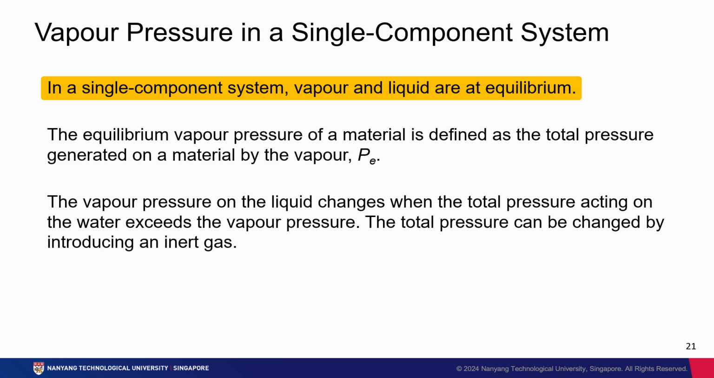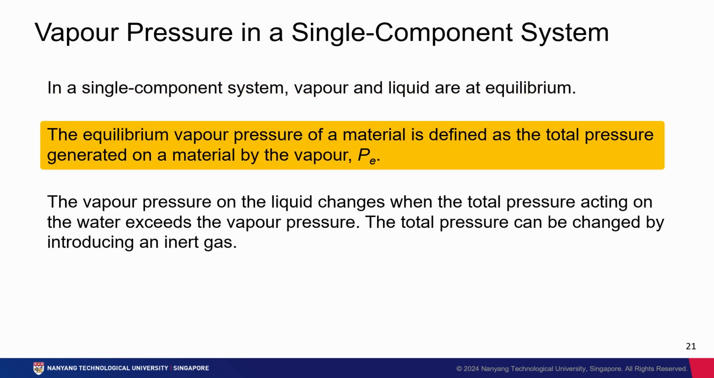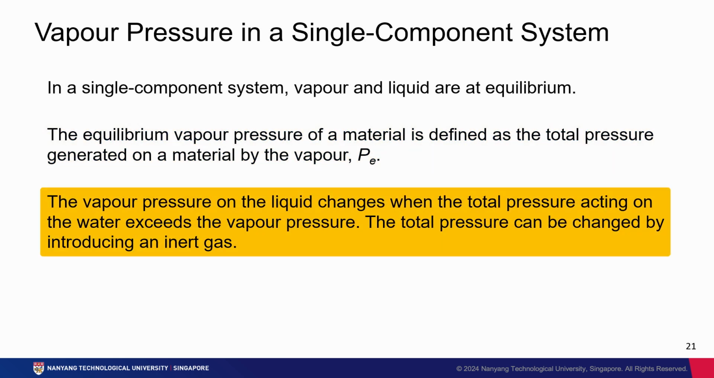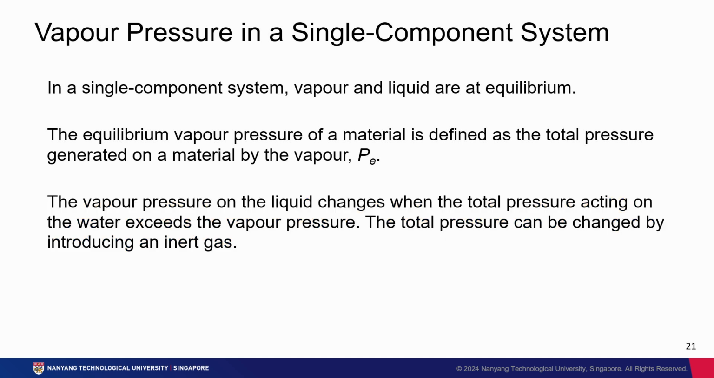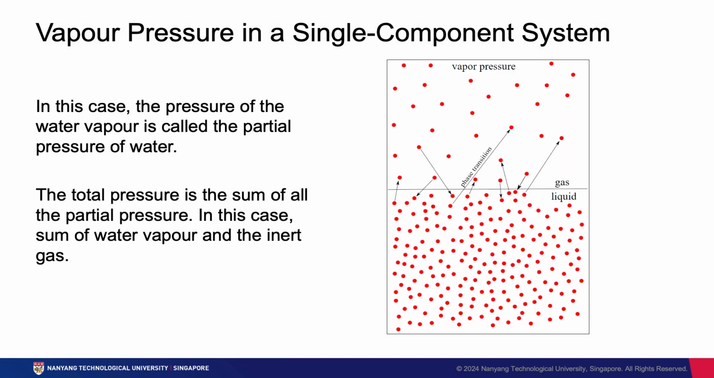at equilibrium. The equilibrium vapor pressure of the material is defined as the total pressure generated on the material by the vapor, and we call that PE. We can change the amount of pressure by the vapor on the water, for instance, by introducing an inert gas. So let's take a look at this diagram.